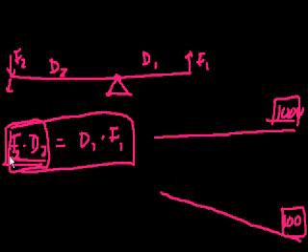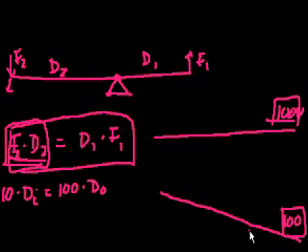So let's figure out what would happen. My input force is 10, and I want to figure out the distance to the fulcrum. So let's say my input force is 10, and let's call this the input distance. And I want the output force to be 100, right? And let's call this the output distance, right? So if I have a fulcrum here, this is the input distance, and this is the output distance.